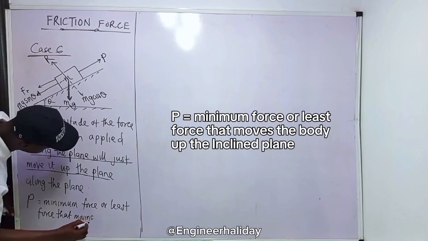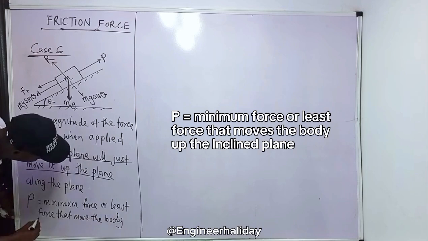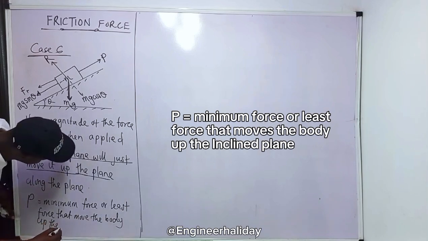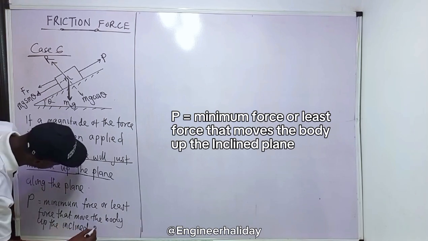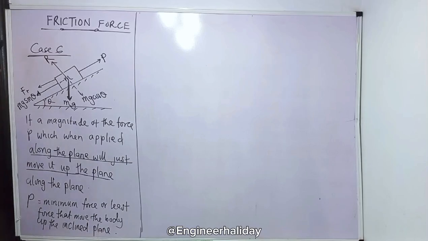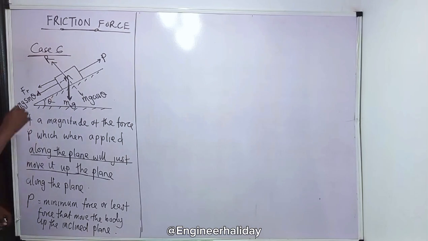Move the body up the inclined plane. I will explain why they call it the minimum force. They can also say it is the force responsible for moving the body up the inclined plane, which is P. And because the body is moving up the plane, Fr will act opposite to the motion.